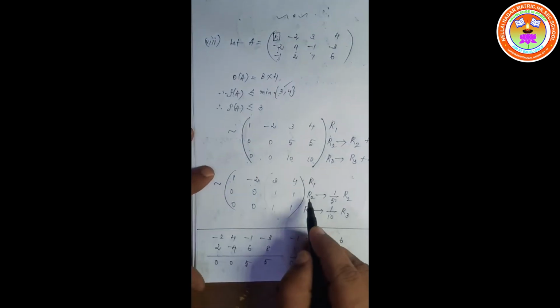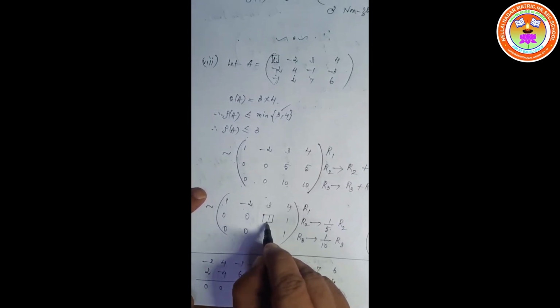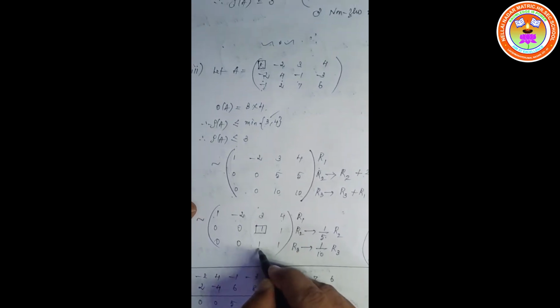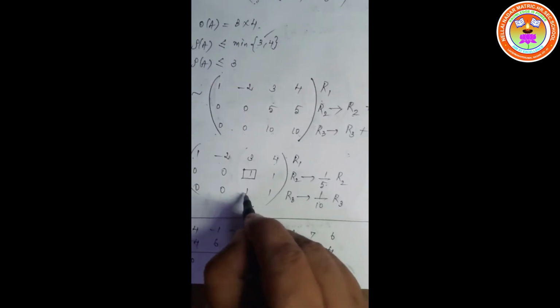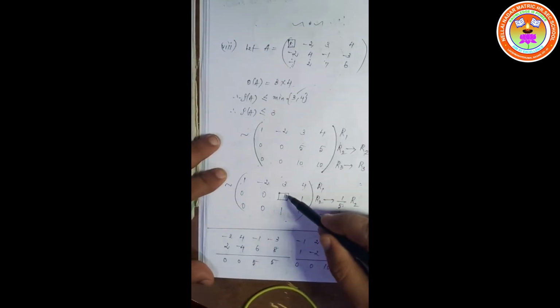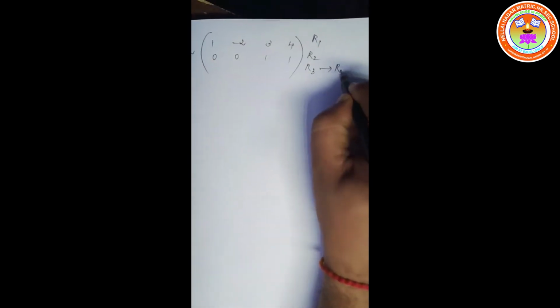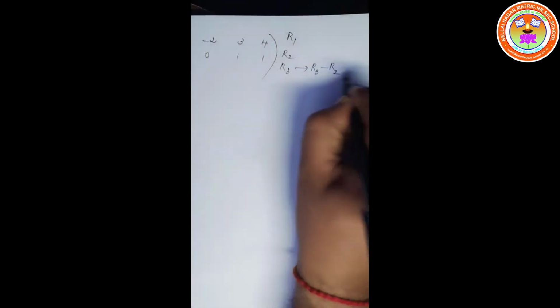Now look at that matrix. Even in the second row, which one is the first non-zero element? This is the first non-zero element, under which there is one number that has to be changed to 0. So R3 implies here 1, here also 1. Direct subtraction: 1 minus 1 gives 0. So R3 implies R3 minus R2.